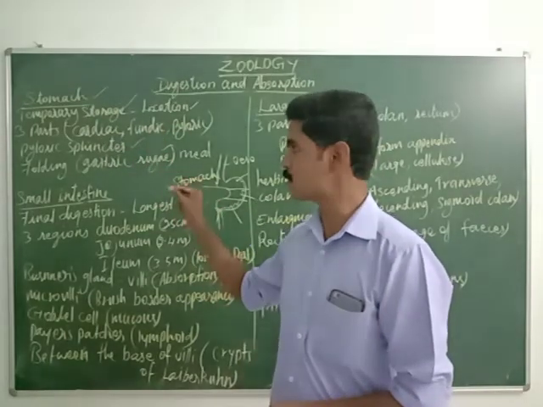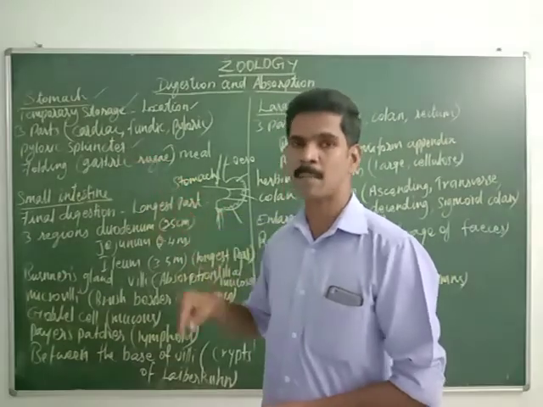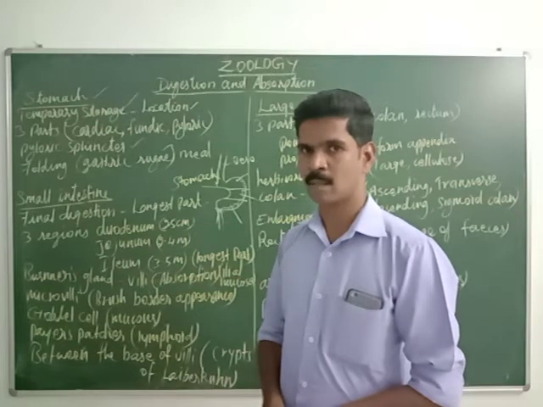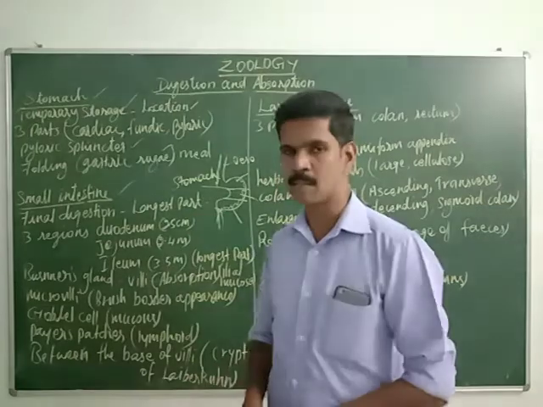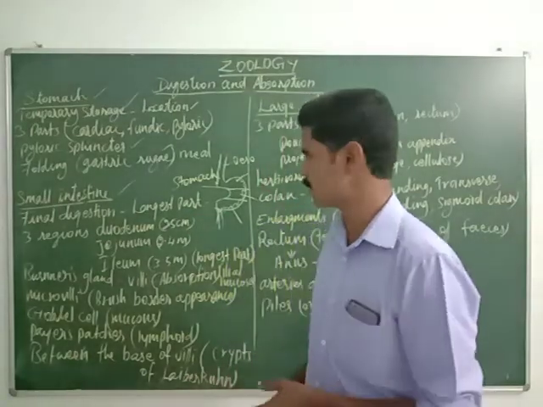Okay, one more important question: the location of the pyloric sphincter is between the stomach and duodenum. Understand, dear students? Then the next part of our alimentary canal is the small intestine. Listen very carefully, many one-mark questions are here.